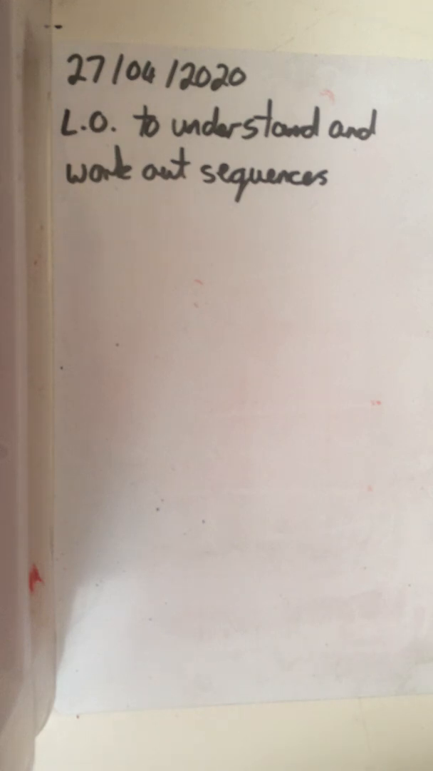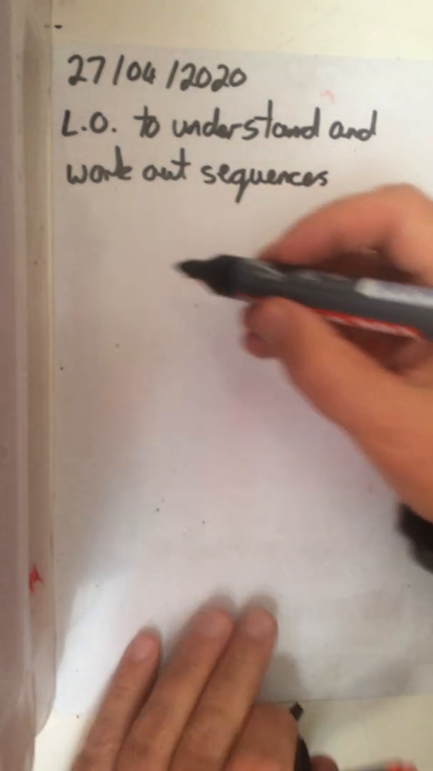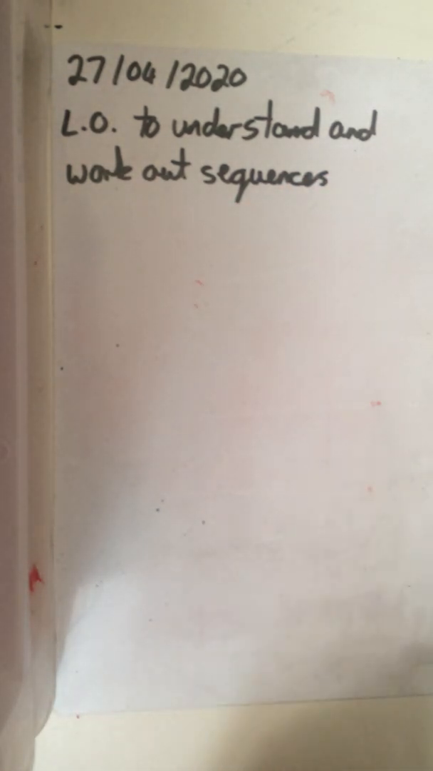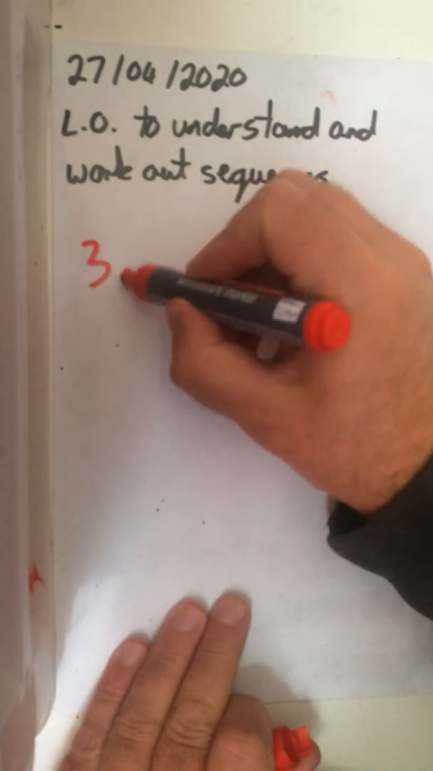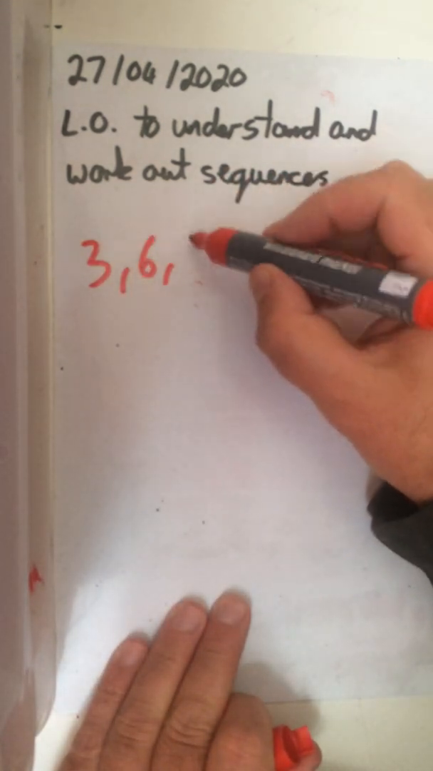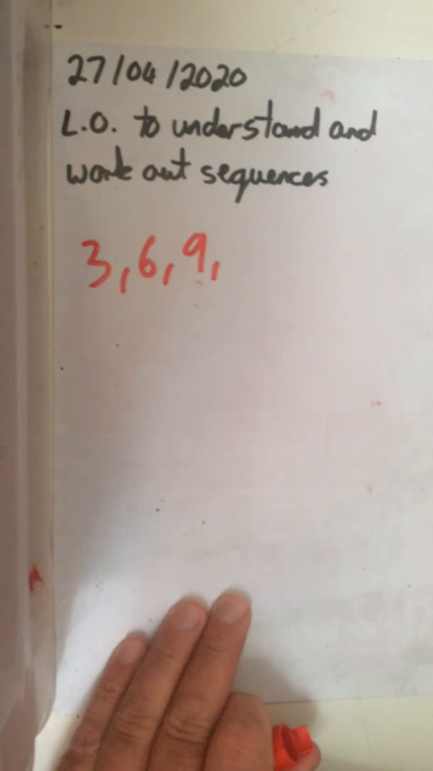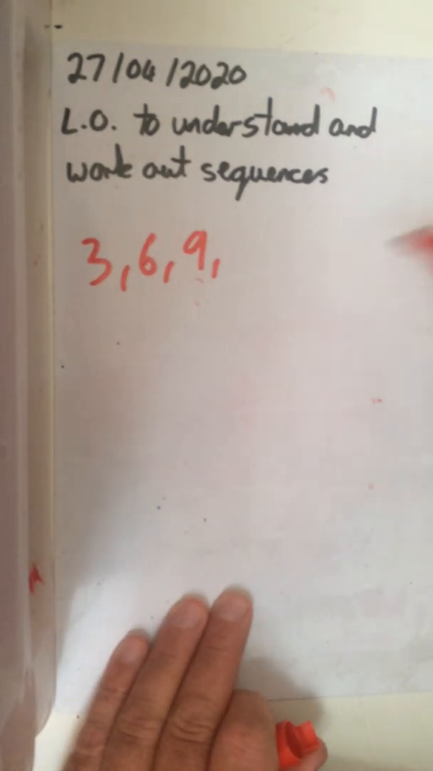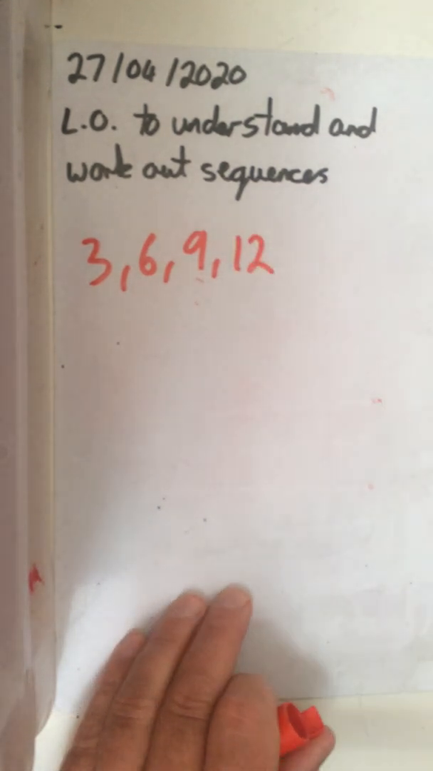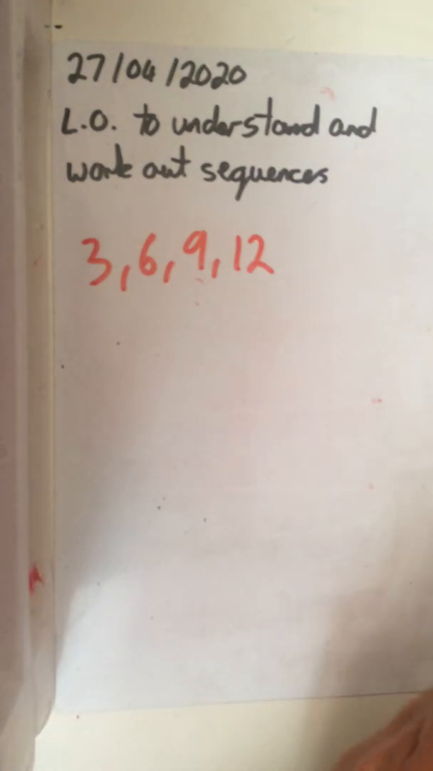Right. So if we've got this sequence of numbers, we start off at 3, 6, 9. How many is it giving us in the book? 12. So in each question we're going to be doing today, we're going to do 4 numbers, and we have to then go up to the 10th number.